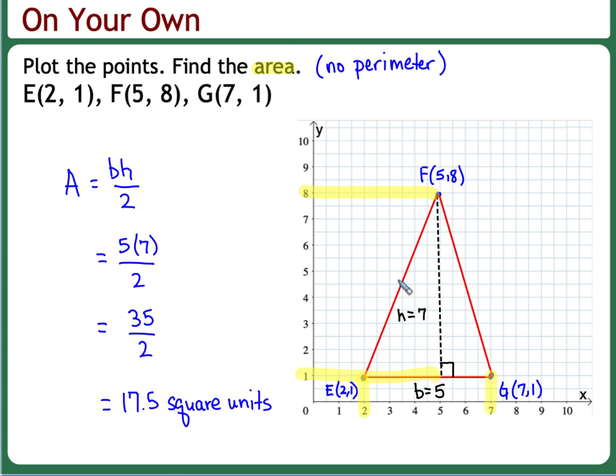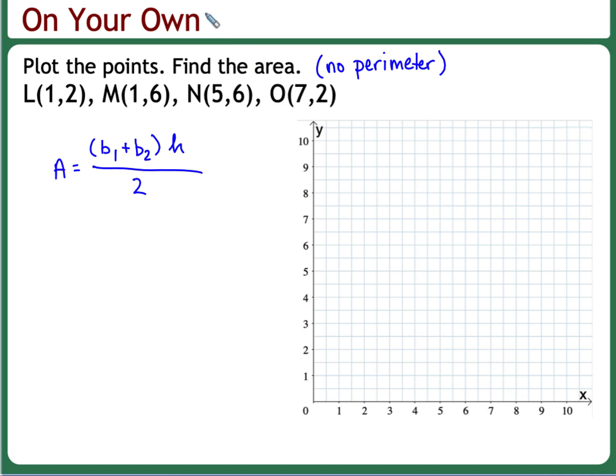All right, so after plotting, your triangle looks like this with a base of 5, a height of 7. So base times height, 5 times 7 is 35, divided by 2, and that gives us 17 and 5/10 or 17.5 square units for the area. All right, one last one here.